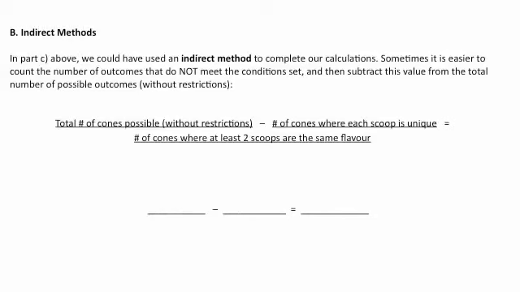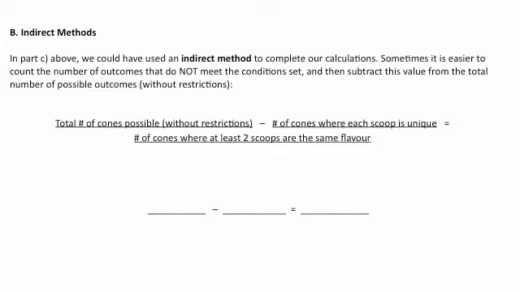In part C above, that was a lot of work. We had to consider a lot of cases, and we had to complete our calculations. Sometimes it's easier, though, to count the total number of outcomes that don't meet the conditions and then subtract that away from the total number of outcomes without restrictions. So if we look at that above, let's take a look at what we would have had.